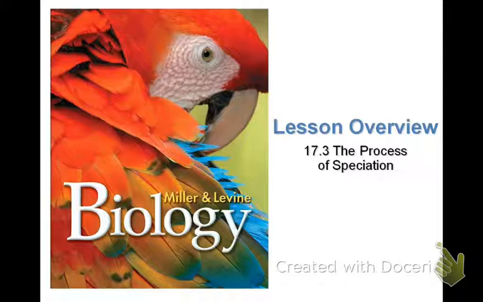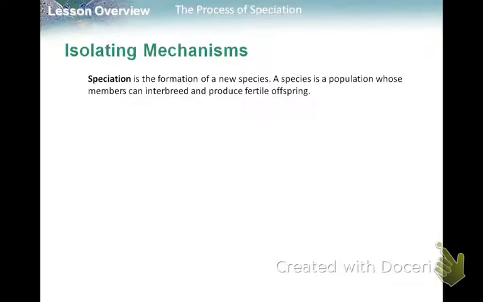17.3 takes us a little bit farther into how two different species can come from a common ancestor. Speciation, first of all, is the formation of a new species. A species, make sure you understand this, is a population whose members can interbreed and produce fertile offspring.